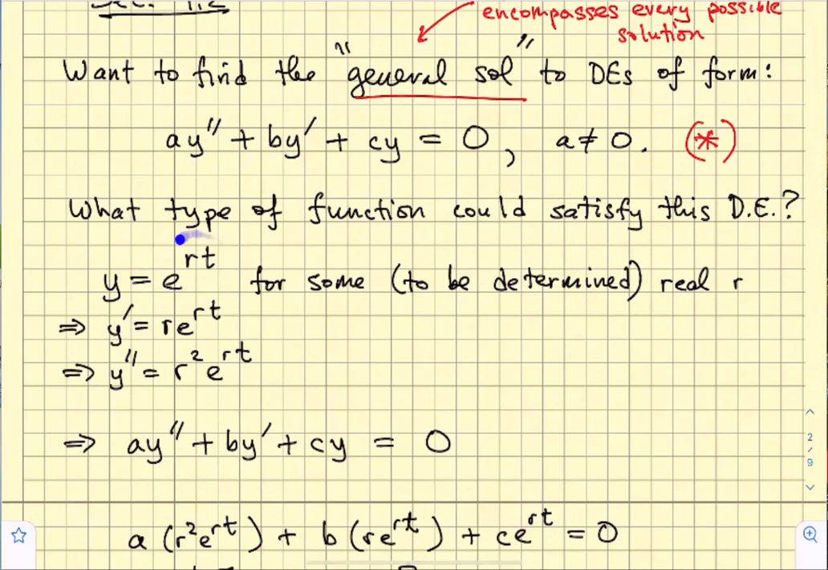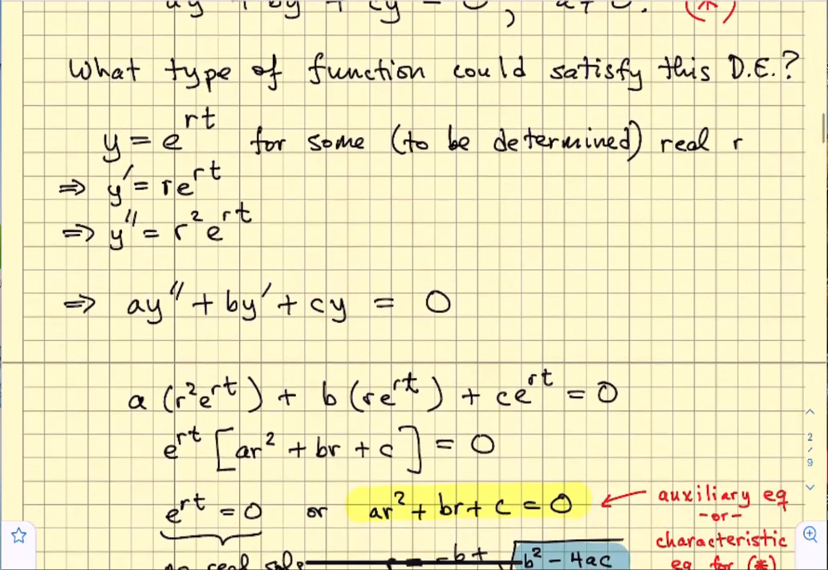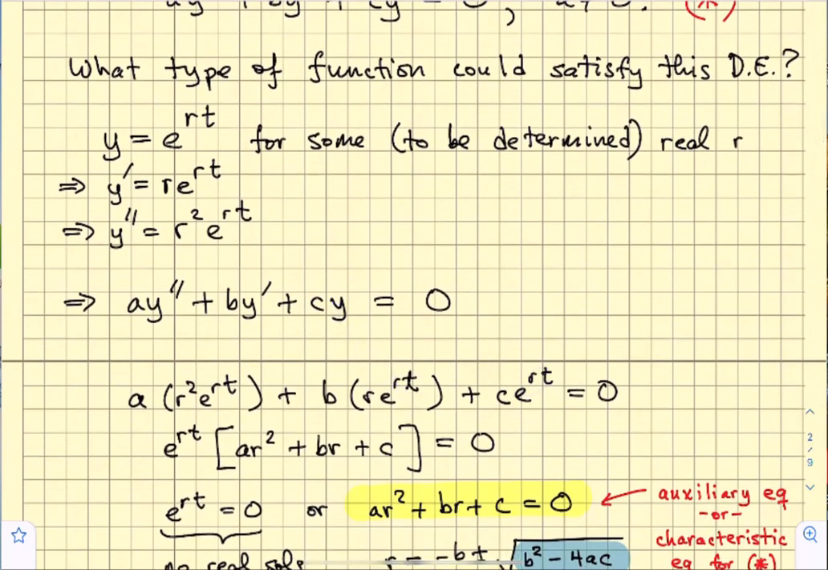y' by the chain rule would be e^(rt) times r. y'' would be r times the derivative of e^(rt), which would be r squared e^(rt). We know that if this is a solution and we plug all of these in, we must get a true statement. So I'll substitute e^(rt) where I see a y, r e^(rt) where I see a y', and r squared e^(rt) where I see a y''.